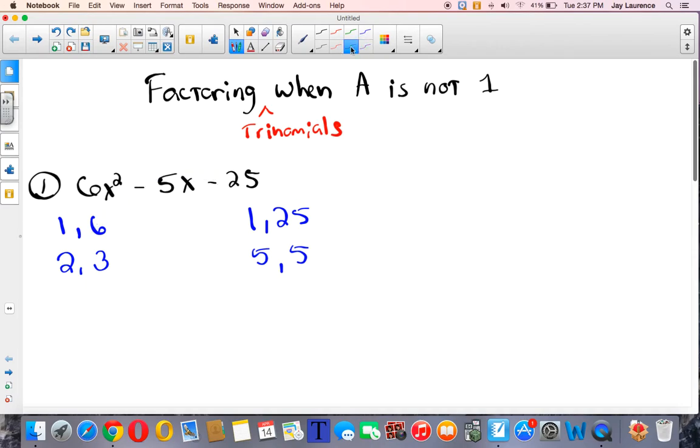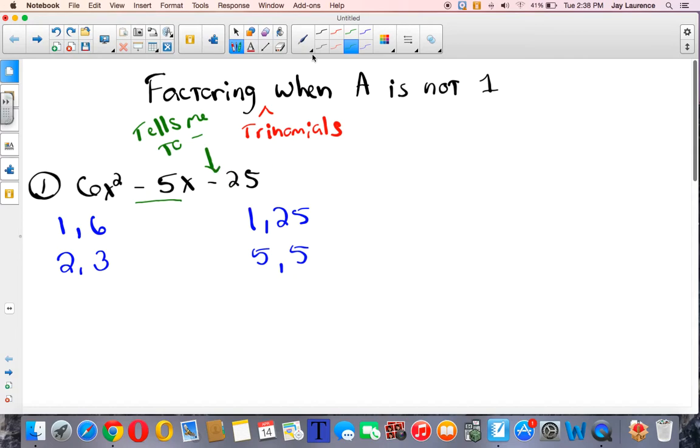When I do that, I'm going to either add or subtract them to get b. How will I know if I add or subtract? Based on c's sign. This tells me to subtract the products, okay? So my goal is to multiply one of the factors of 6 with one of the factors of 25, multiply their partners, subtract, if this were positive I'd be adding, subtract, and get negative 5 for an answer.